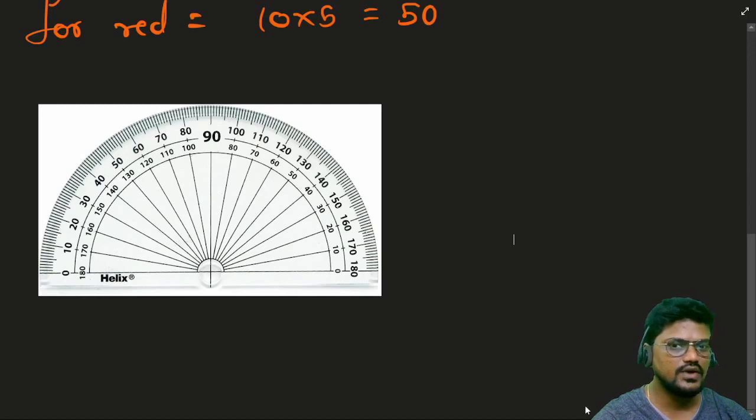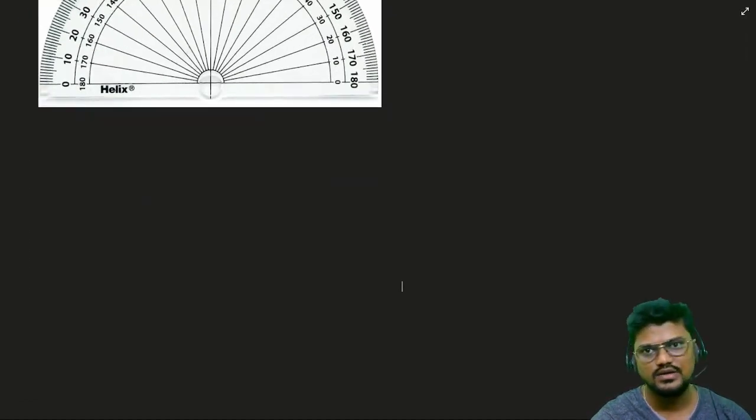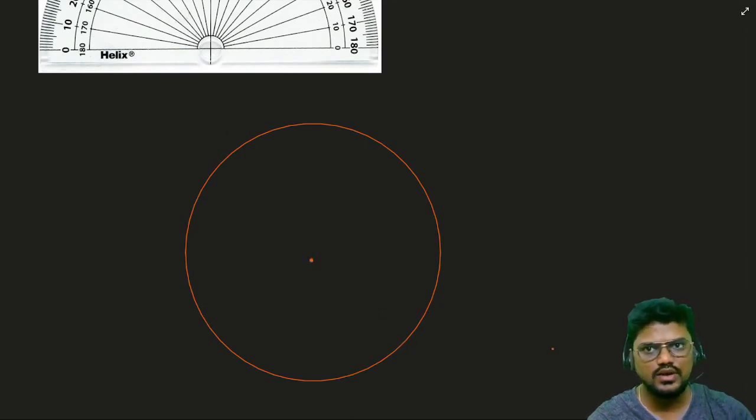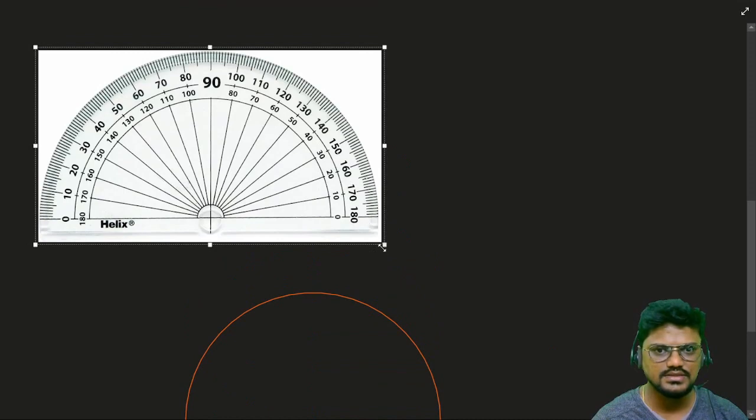Now see, if I want to draw this pie chart, I can show only the horizontal one. I'll show you how you have to draw. This is your circle, and this is your center. First, you can draw the horizontal line just anywhere. You can draw the horizontal line or vertical line, any kind of line. That's completely fine.